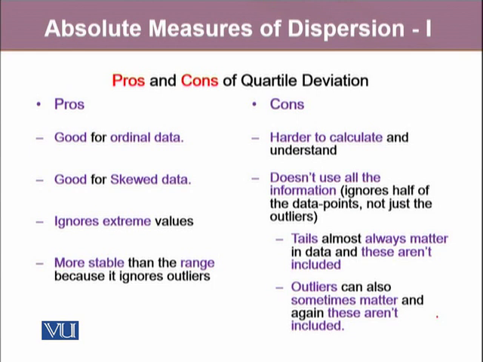There are a few pros and cons of the quartile deviation as well. The quartile deviation is good for ordinal data. It's good for skewed data. It ignores extreme values, as we discussed earlier in the case of the histogram. It's more stable than the range because it ignores outliers. There are a few demerits of it. That includes it's harder to calculate, as the calculation of quartiles is laborious. It does not use all the information because it ignores the middle 50% of the data. As we see, the tails are almost ignored in both cases.